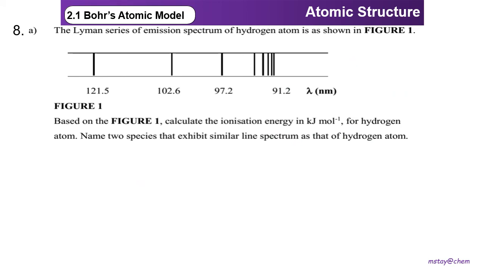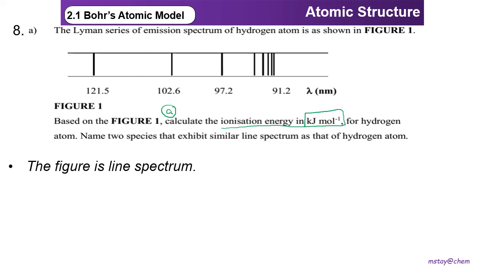Okay, figure 1 actually is the line spectrum. Then read the question. Part A, they ask us to calculate the ionization energy in kilojoule per mole, while part B, they ask us to name two species that exhibit similar line spectrum as that of hydrogen atom. Before we can do the calculation, we need to know the meaning of ionization energy.